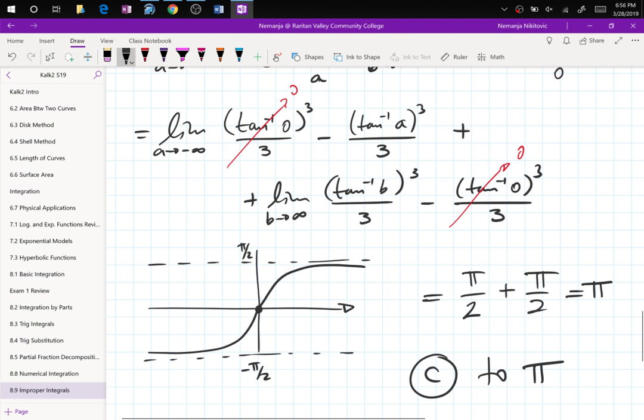Yes? All trig functions are convergent, aren't they? What happened? Aren't all trig functions technically convergent? No. Nope, nope, nope, nope, nope.